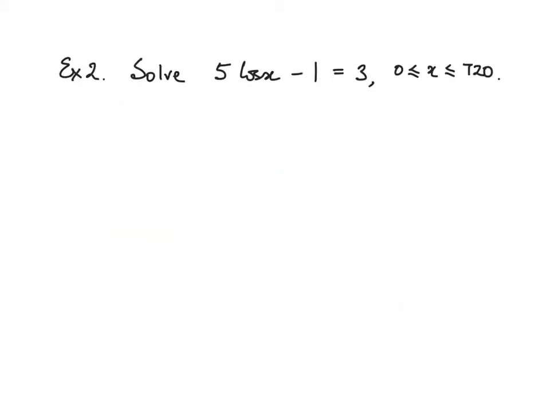In this example, we want to solve the trigonometric equation 5 cos x minus 1 equals 3, which is simple enough to do. The important thing is that instead of having 360 degrees here, we have 720 degrees. Well, let's see what happens. So I'm going to solve the equation as best I can. First of all, by adding 1 to both sides. Then dividing by 5.